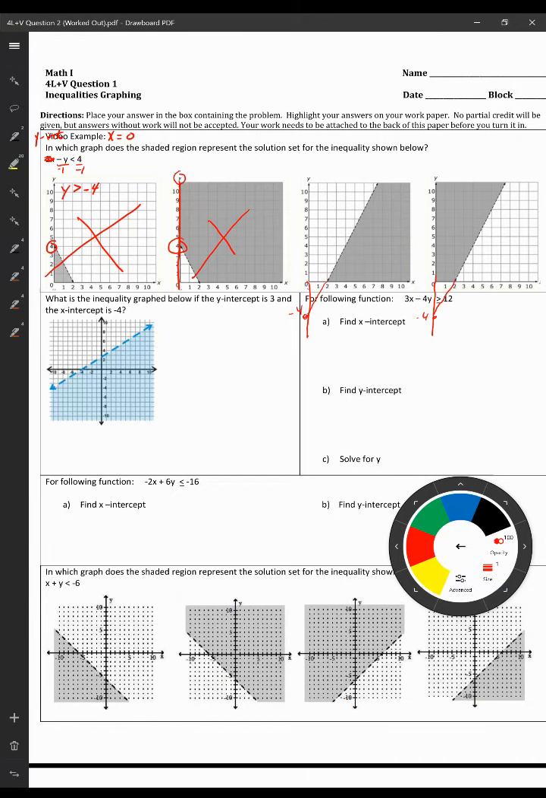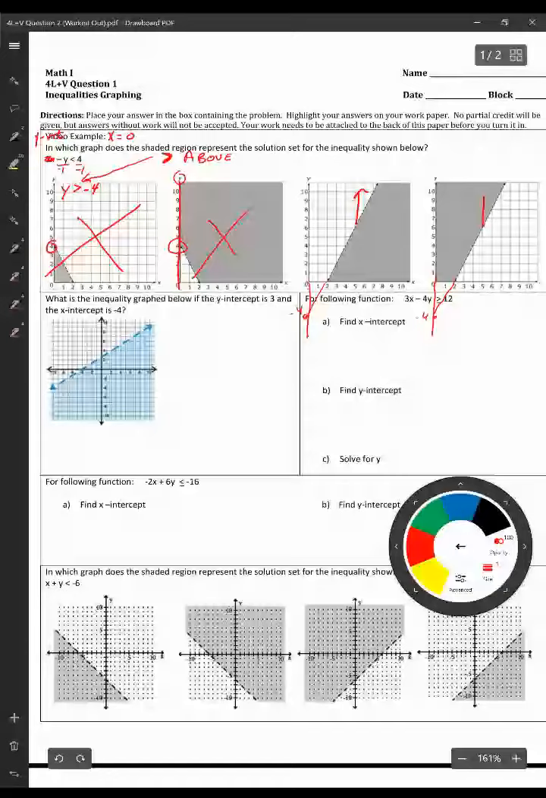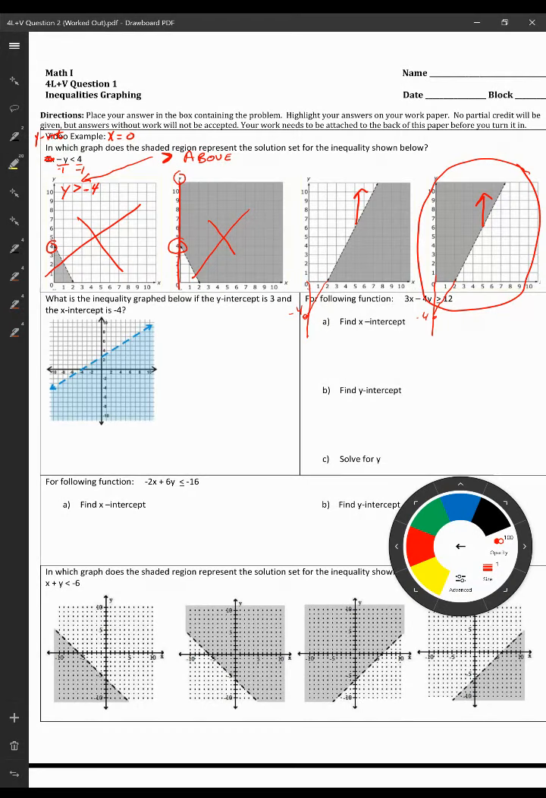For our shading, we always look at the sign of our inequality. Since we have a greater than sign, we know the shading is above the line. Here would be above, and they did not shade that side. When I look at this one, they did shade above it. So answer choice D would be my answer for this one.